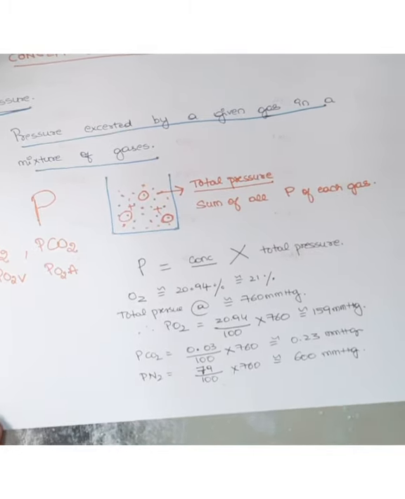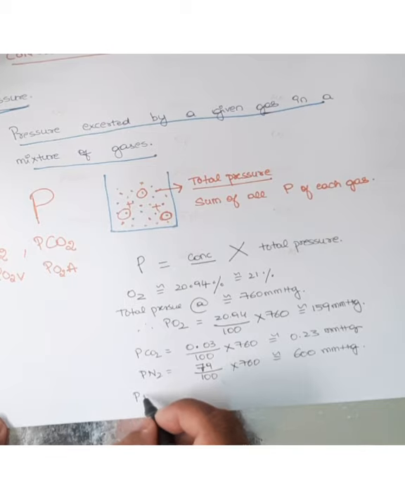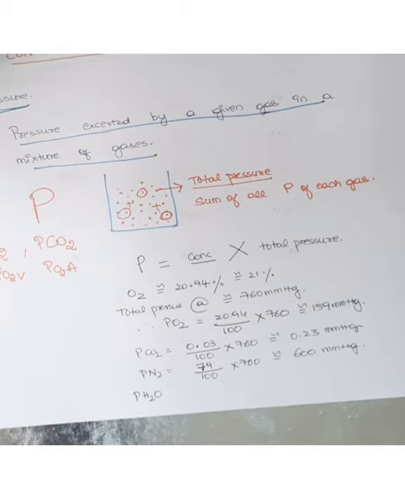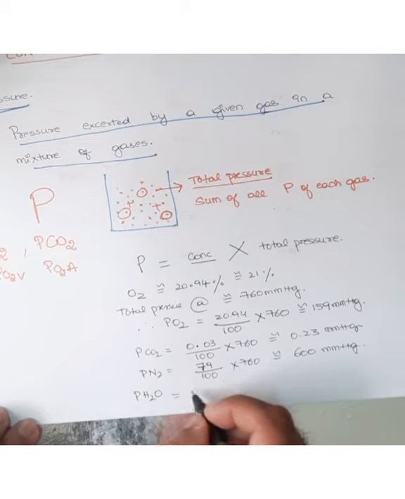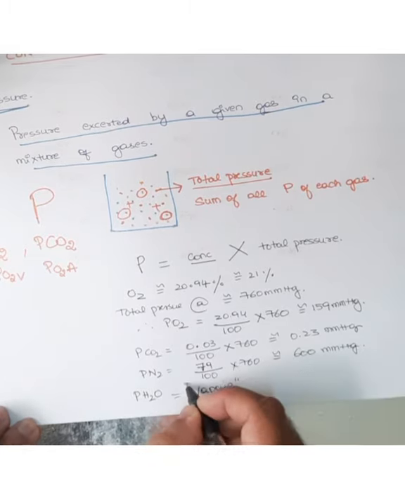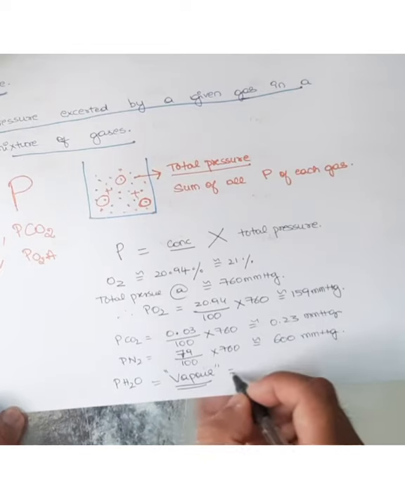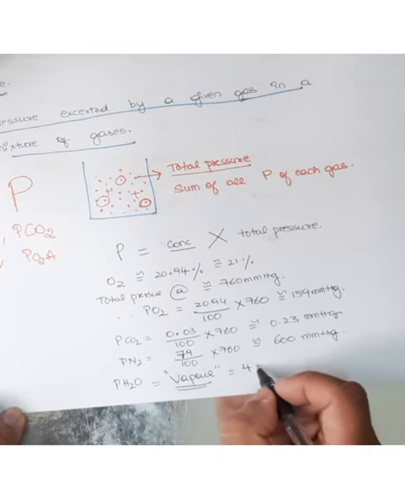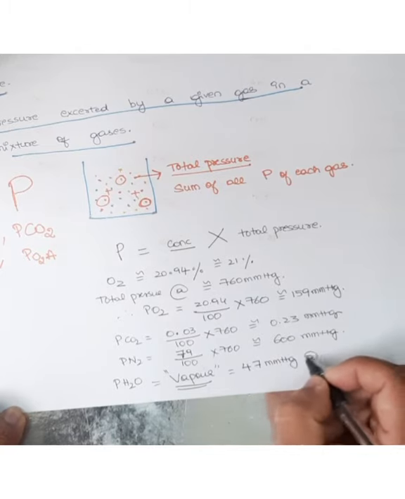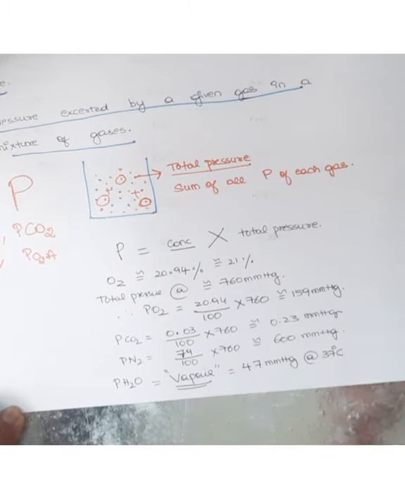In a similar fashion, we also have partial pressure of water. Even though water exists in a liquid phase, it also has a gas phase, which is called vapor. The gaseous phase of water is called vapor. So the partial pressure of water is 47 mmHg at 37 degrees Celsius.